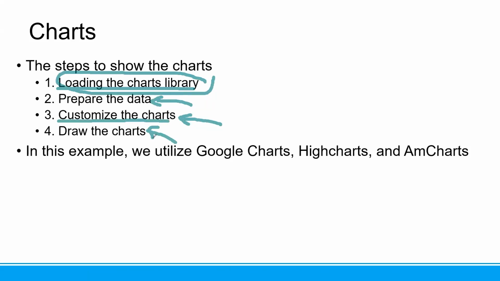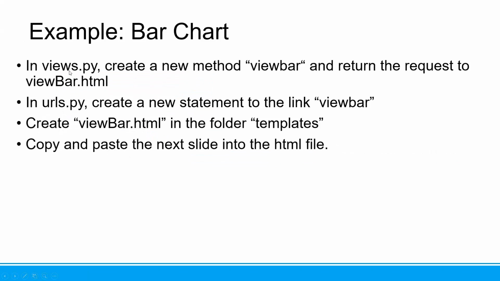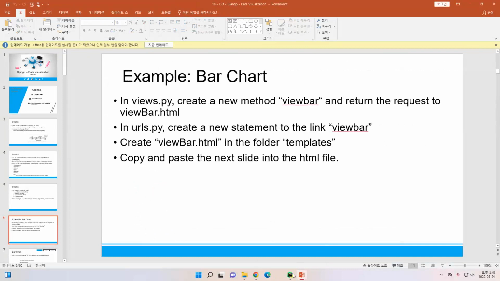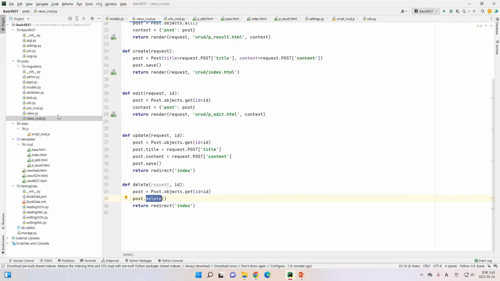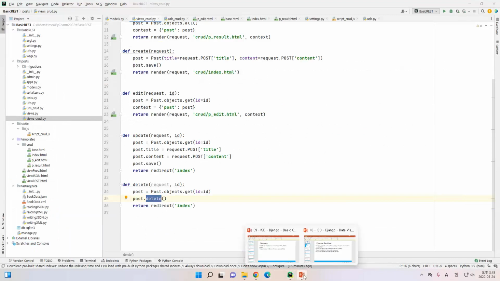In our example, I will show you 3 kinds of charts: Google Charts, Highcharts, and MCharts. Now, let's try with a very simple chart. I would like to use the current project. In the current project, we still have the basic REST. Now, I would like to check this one.